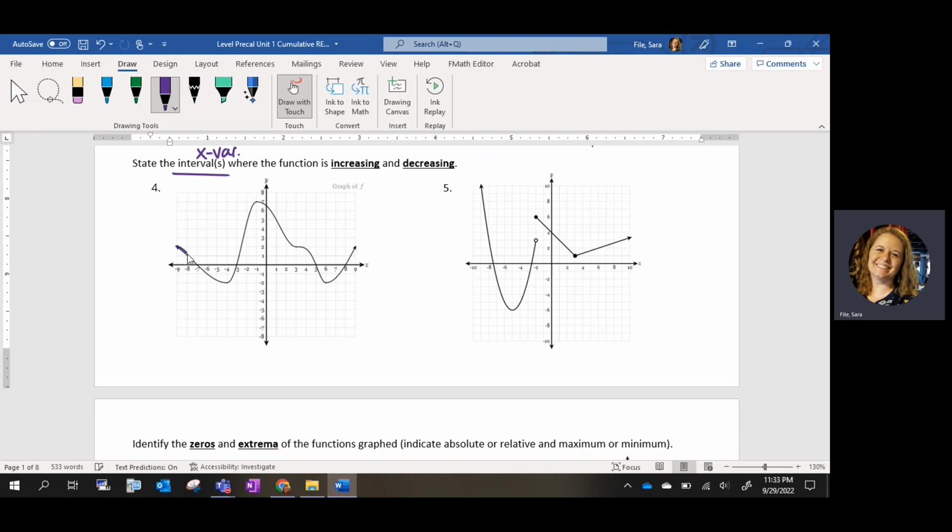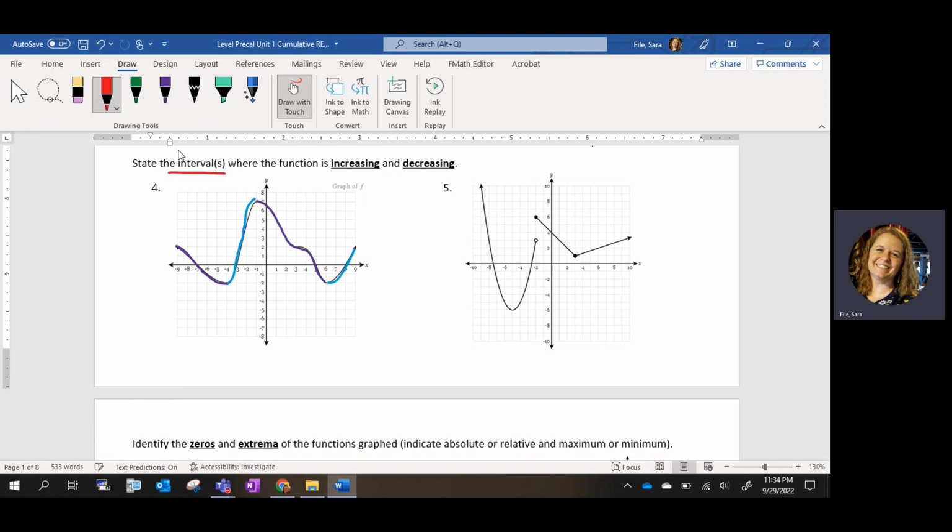So I am decreasing, decreasing, decreasing until I get to here and I change direction. Okay, and then I am increasing, increasing, increasing till I get to here. And then I'm decreasing, still decreasing, little curve, still decreasing. Then I change direction here and I start increasing again. Okay, I'm going to do this in a different color.